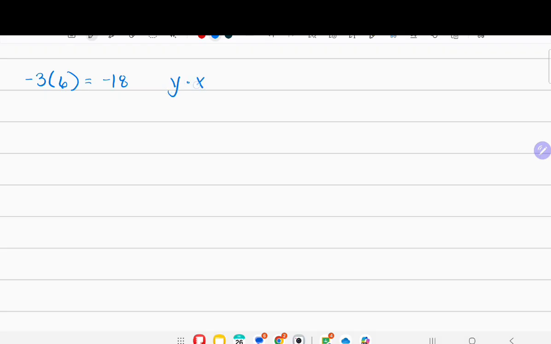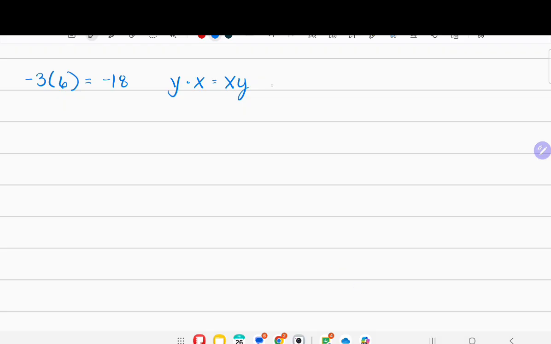Now, what happens if we see a problem and it said y times x? What do they want us to do? Put them together. Anytime you multiply variables, you put them together. So they just go x, y. You do not put the y first because it has to be in alphabetical order. Okay? Make sure your variables are in alphabetical order. I see that mistake all the time. Now, let's try it again.